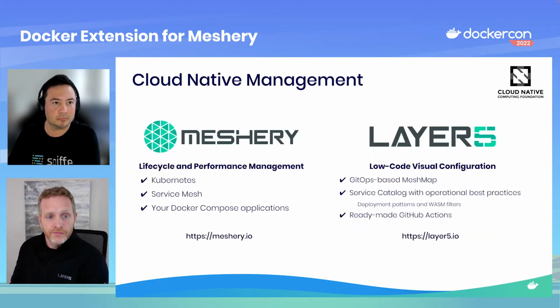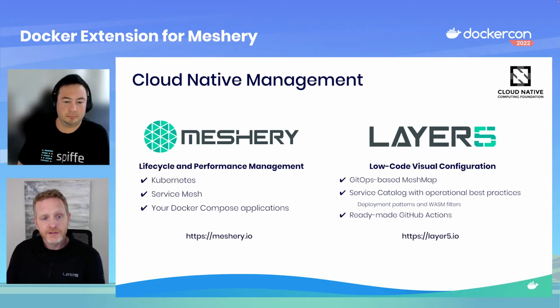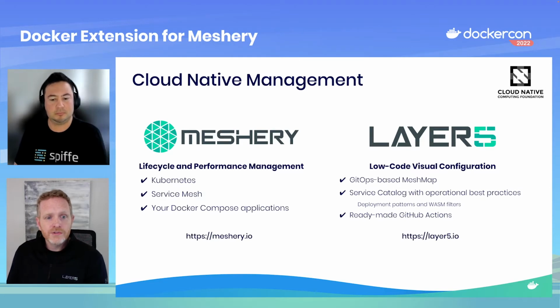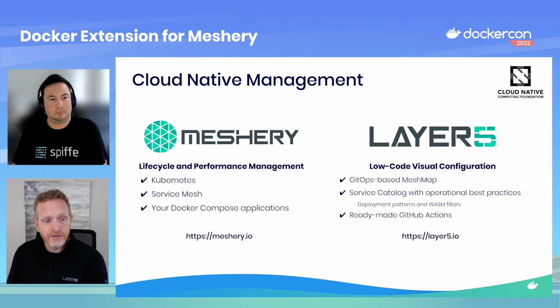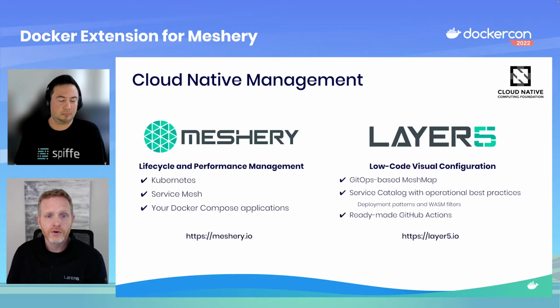So the first one here is Meshery. Meshery is a cloud native management plane. So it is a cloud native manager. It does lifecycle and performance management of 10 different service meshes. More than that, it helps you with configuration management of Kubernetes. And with the extension that we're talking about today, it also does the same for your Docker Compose applications. It helps you get those over to Kubernetes and onto a service mesh.